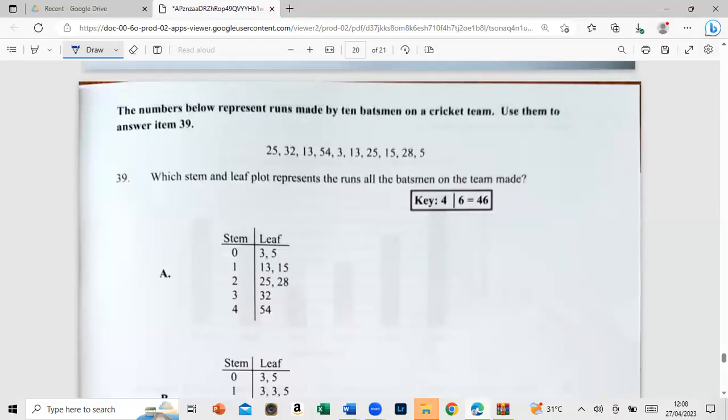The numbers below represent runs made by 10 batsmen and a cricket team. Use this item to answer 30. Which stem and leaf plot represents the runs the batsmen and the team made?